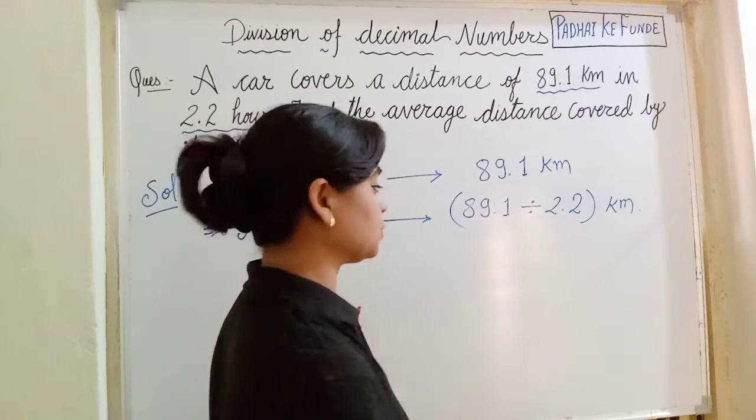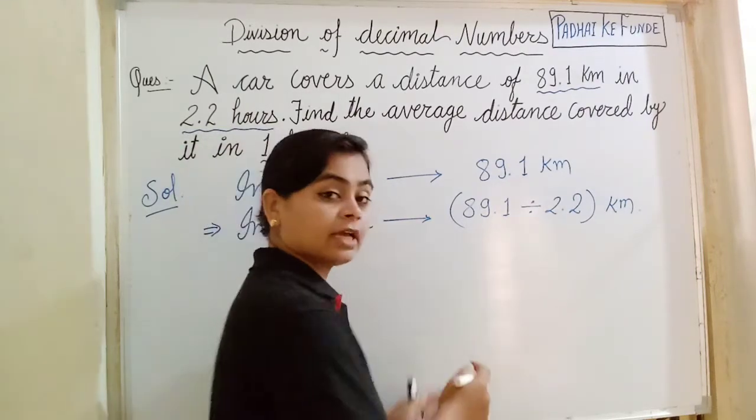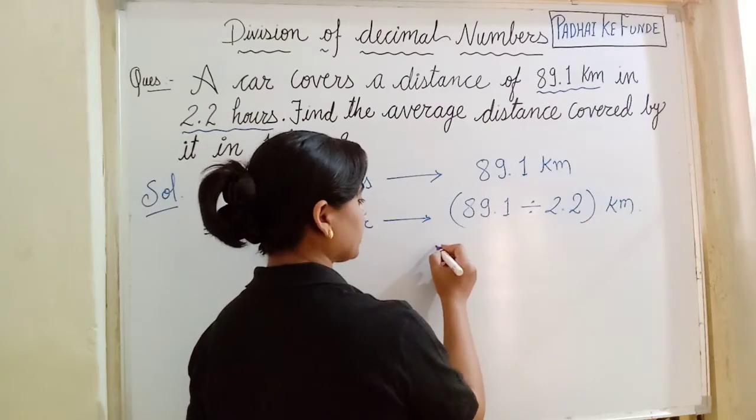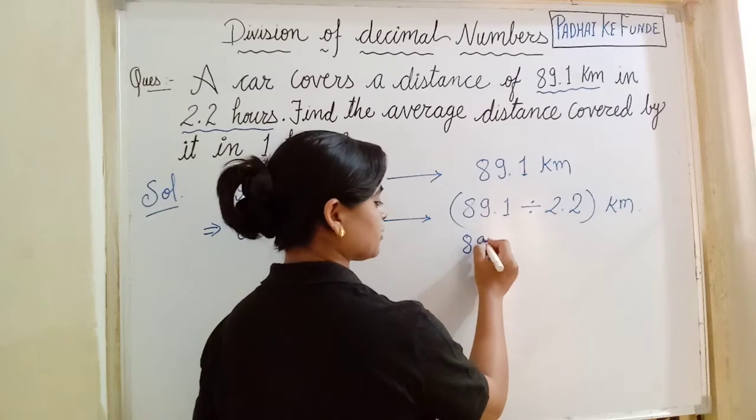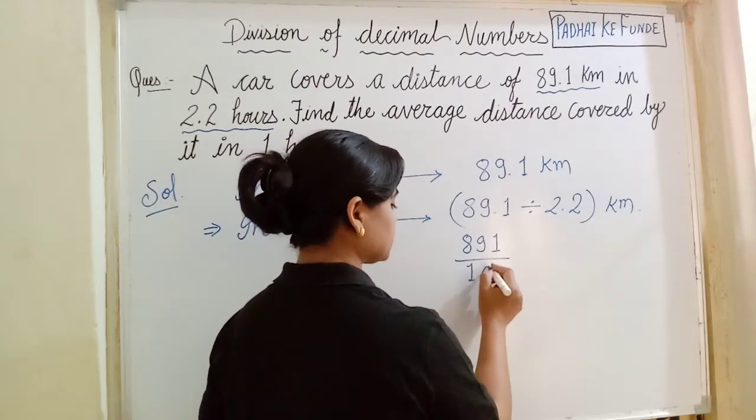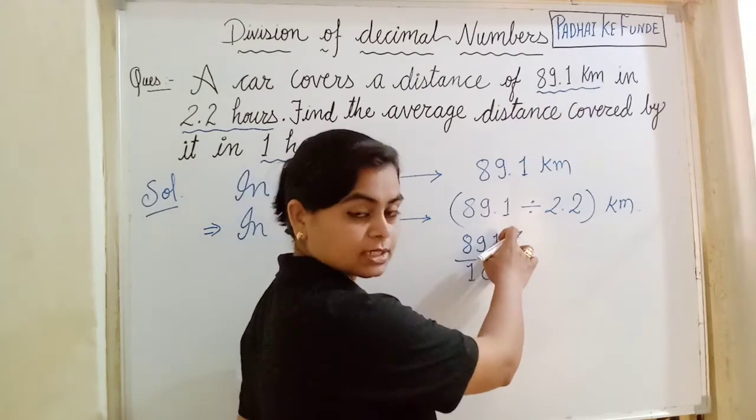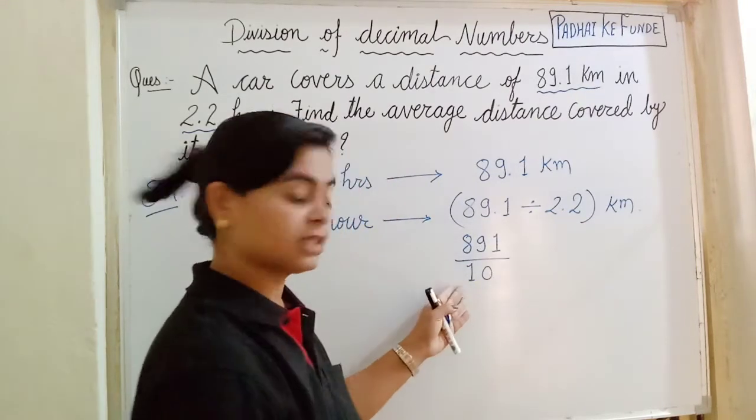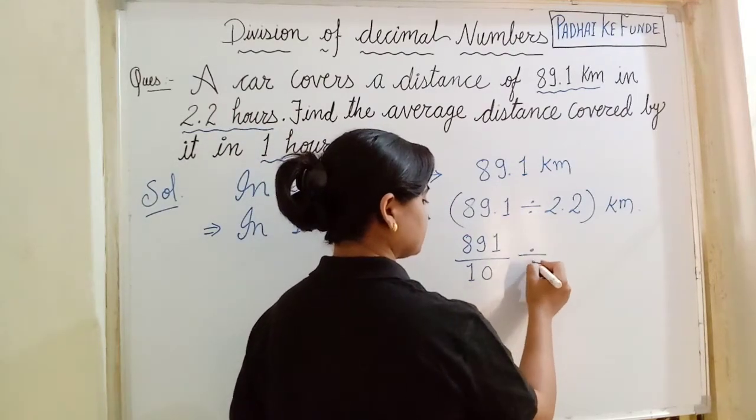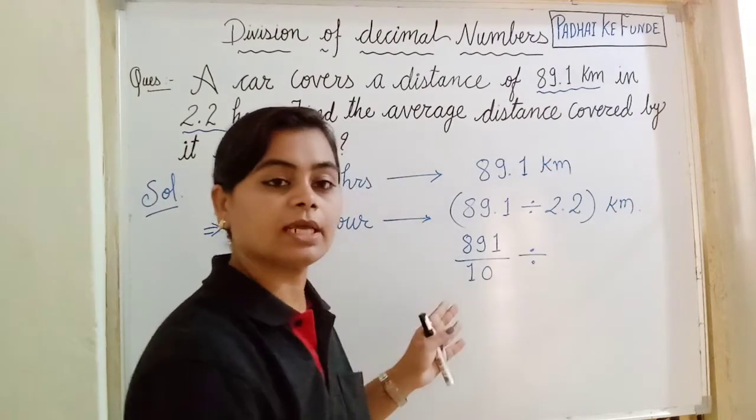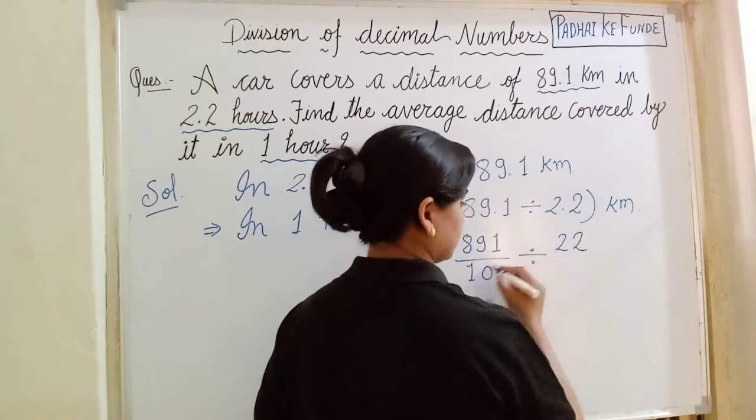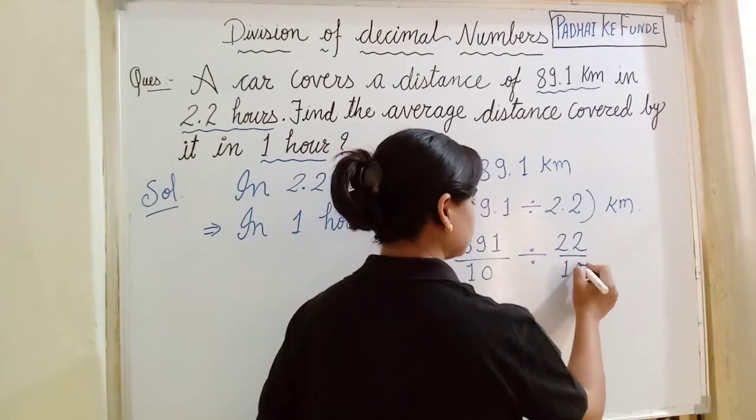Now let us see how to do that. For that, first of all, I will convert the decimal numbers into fractions. If I convert 89.1 as a fraction, I get 891 upon 10. After the decimal we have 1 digit here, so we will have 10 in the denominator. Now, divide. 2.2 will be written as 22 by 10, using the same rule that we applied in the first decimal.